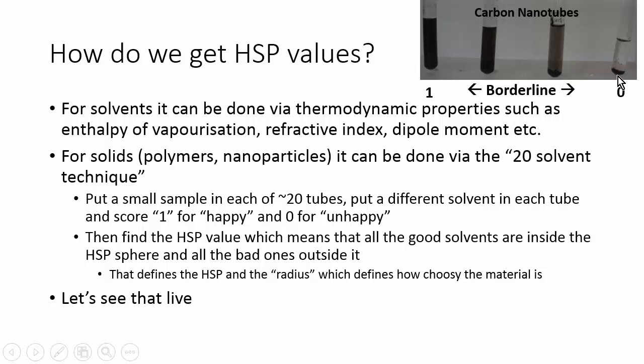And you don't need to be an expert in carbon nanotubes to know that this solvent and carbon nanotubes just don't like each other. The CNT are just sitting at the bottom. So that's a 1 and that's a 0. This, when you see the picture close up, is borderline, so you might score this as 2, and this is borderline, so you might score this as 5.